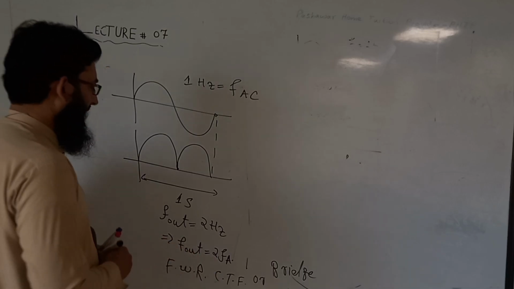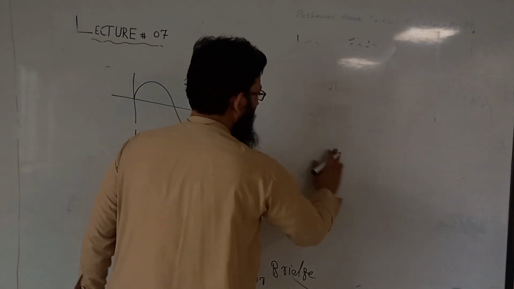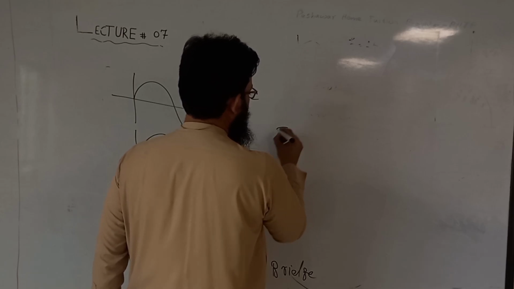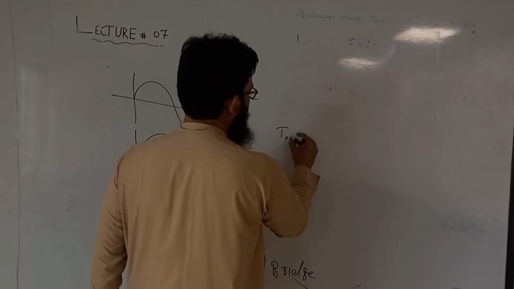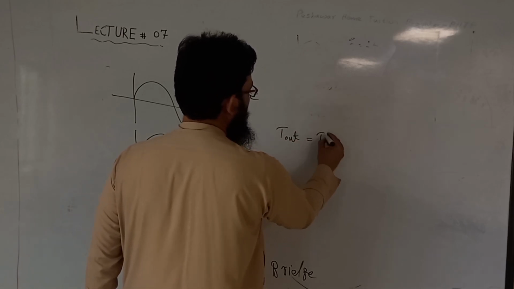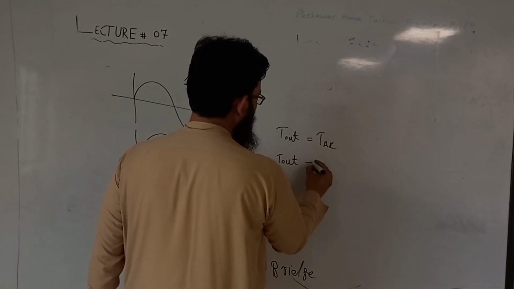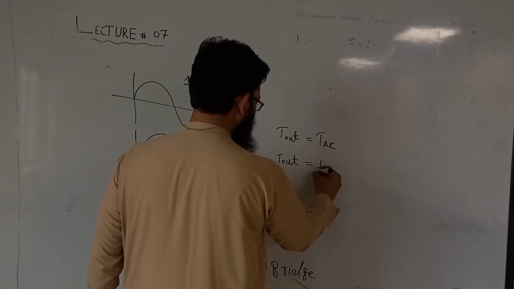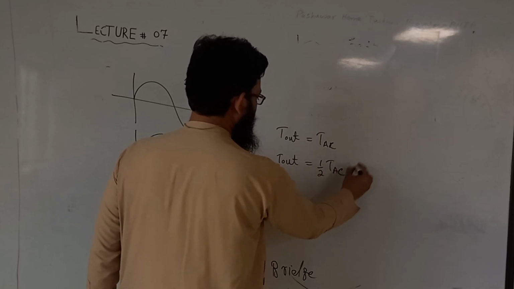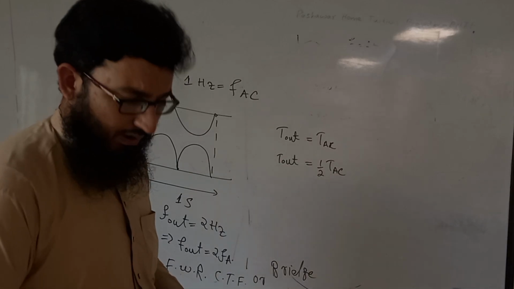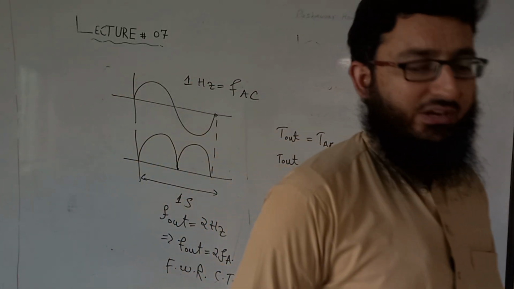Also, if we compare time periods, the time period of the output for a half wave rectifier is equal to the time period of AC, and the time period of the output for a full wave rectifier is half of the time period of AC. So keep in mind that these points are very, very important.